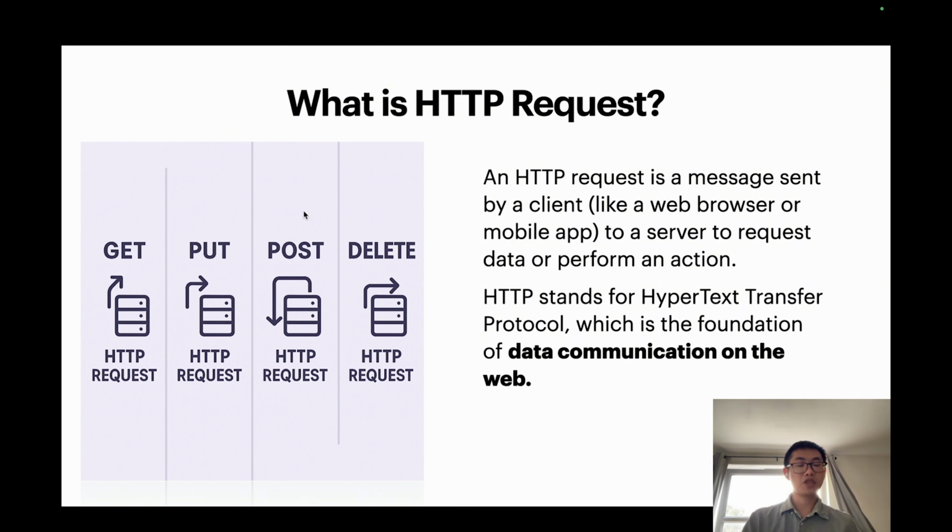And then the second type is called the PUT request, which is used to update or edit a resource or data on the server. And then the third one is called the POST request, which is used to create a new piece of information or data on the server. And the final one is called the DELETE request. The DELETE request is normally used to delete a resource or piece of data on the server. So these are the four common methods of HTTP requests that you will probably use within your n8n workflow.